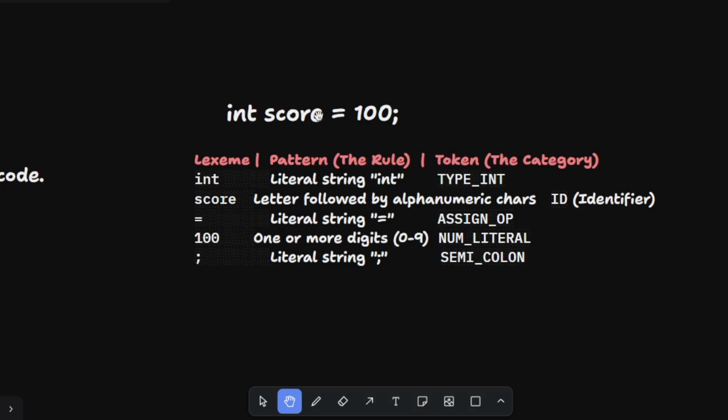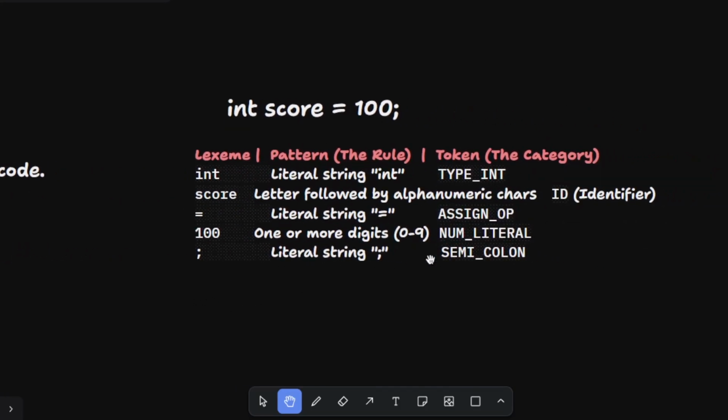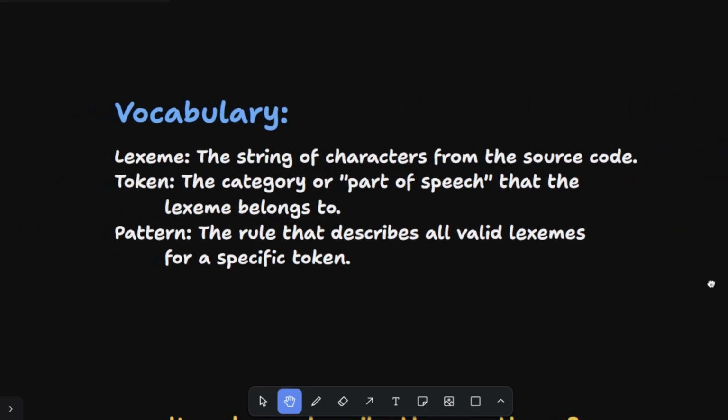And then for score, it's a little different because score is a variable. So the pattern for that would be any letter followed by any number or letter, so a letter followed by alphanumeric characters. And that would be an identifier, so that'd be an ID. And yeah, this is just a good example.